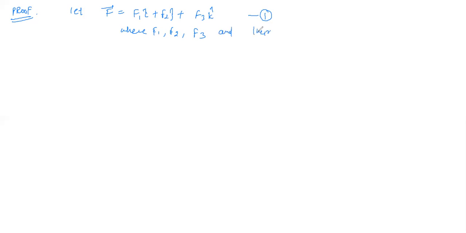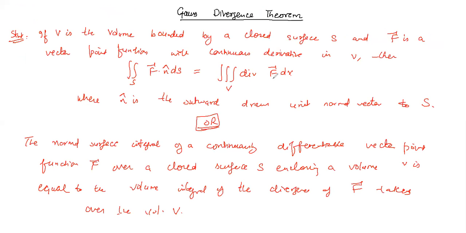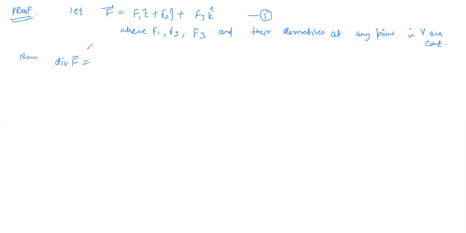where f1, f2, f3 and their derivatives at any point in V are continuous. Now we consider divergence of F vector. See here, we are to calculate the volume integral of divergence of F dV. This should be equal to the surface integral of F dot n dS. So firstly we will calculate divergence of F.